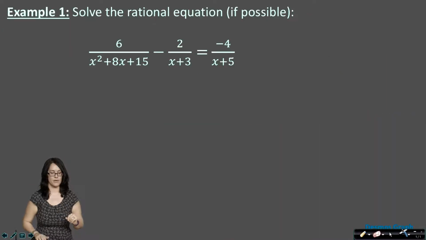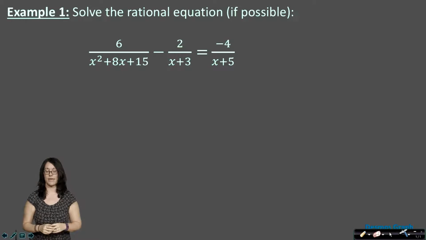Example 1 says, solve the rational equation if possible. On the left side of the equal sign, you see 6 over x squared plus 8x plus 15 minus another fraction, 2 over x plus 3, equals, on the other side of the equal sign, negative 4 over x plus 5. So to begin, see if you can pause the video, look at your notes, and try it yourself, and then see how you did.